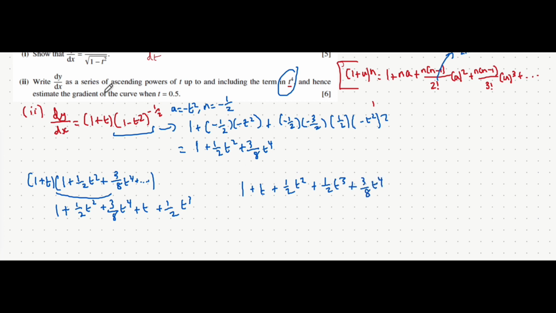Lastly, to estimate the gradient when t equals 0.5, well, dy dx is what gets you the gradient, and because we're dealing with an estimate, it wants you to use the expansion that you found and put t equals 0.5 into it. So let's do that. Putting t equals 0.5 into this gives you an estimate for dy dx. So in this case, honestly, just substitute t equals 0.5 into it. No point me rewriting it out. But what you do get is 1.711, and that's your final answer for this question.